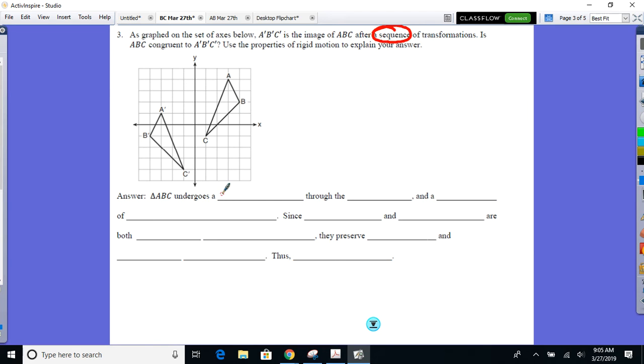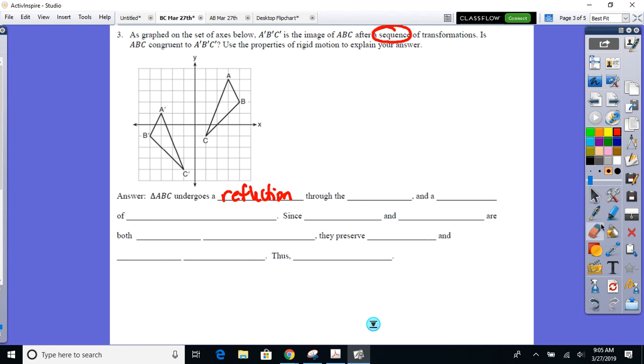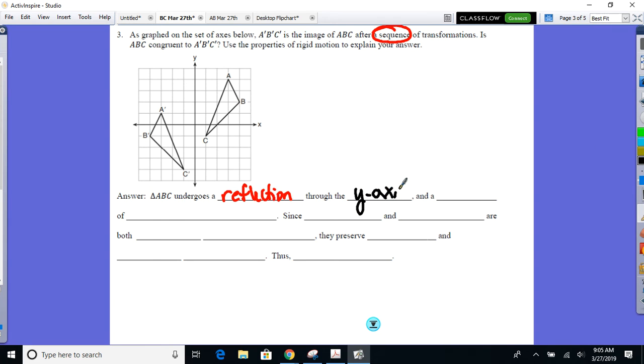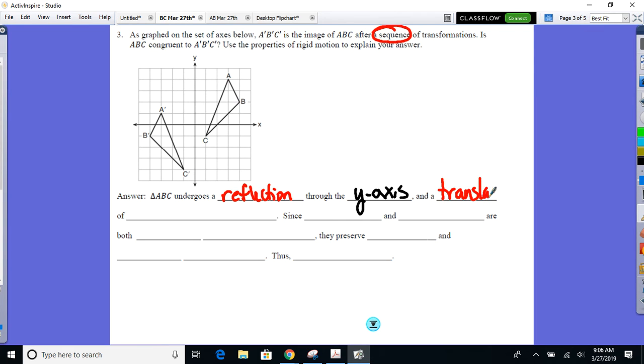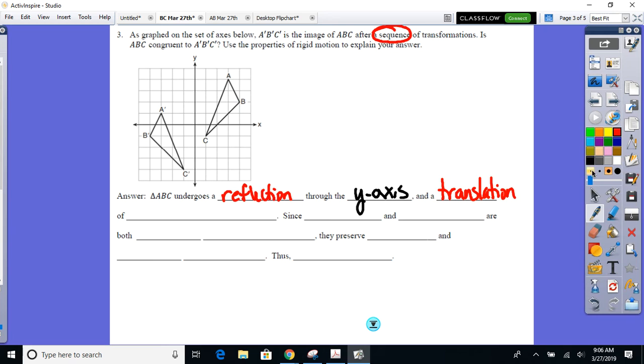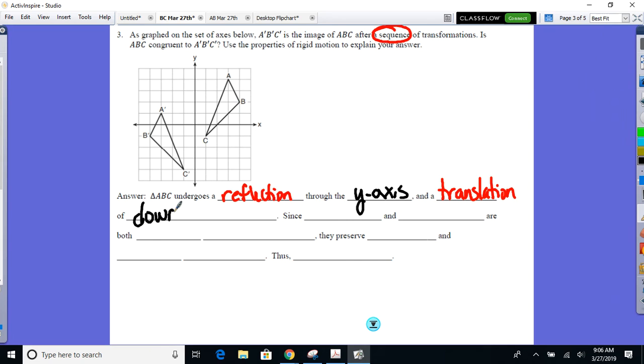So I'm going to say ABC undergoes a reflection through the y-axis and a translation of, you can say, he just said down three, that's fine. You can also put it in vector notation and say 0, -3. You can put it in function notation since it's a translation, or in words like we did. And then since, what are we going to put now?